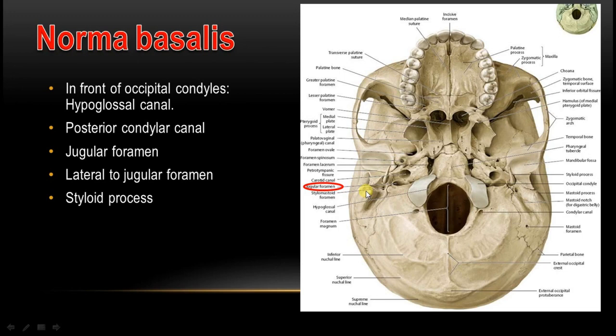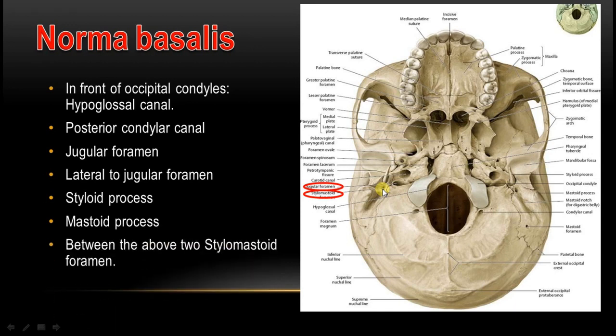Then you see the mastoid process. On the medial side you see the mastoid groove, through which the posterior belly of digastric will attach, and this groove is for the occipital artery. Between the styloid process and the mastoid process, you have the stylomastoid foramen through which the facial nerve emerges from the skull.